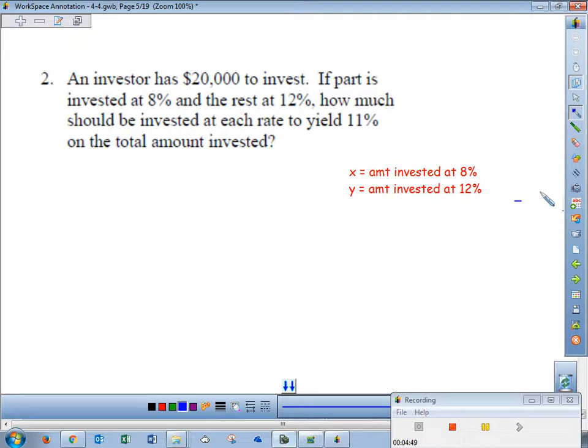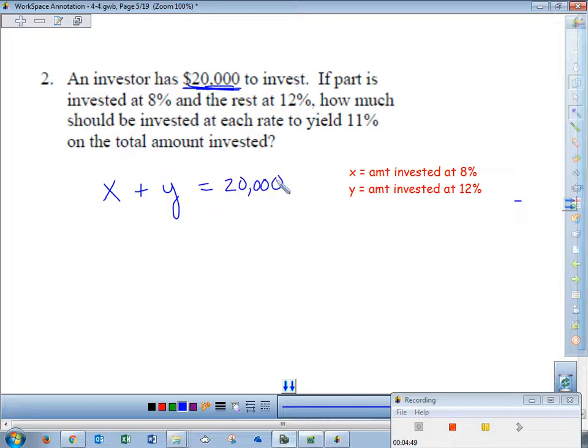So there's a little bit of common sense for the first equation. They've got $20,000 to invest, right? All of the amount that they invested at 8%, that's x, plus all the amount they invested at 12%, which was y, and that totals 20,000. That's such a simple equation. It's so easy that it's hard sometimes. There's no decimals involved with that. We didn't do any of the crazy stuff. It's like all the amount at 8% plus all the amount at 12% add up to $20,000, which is what they totally invested. Now we'll throw our percents in there.